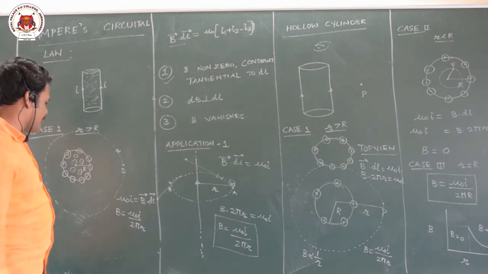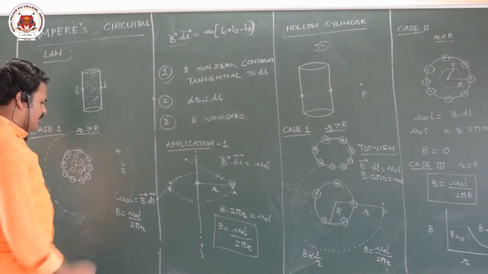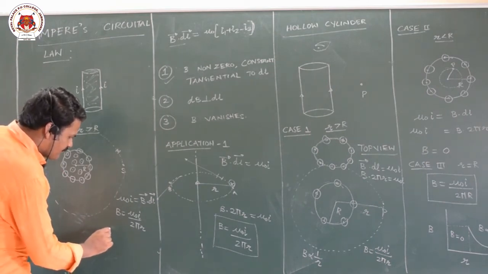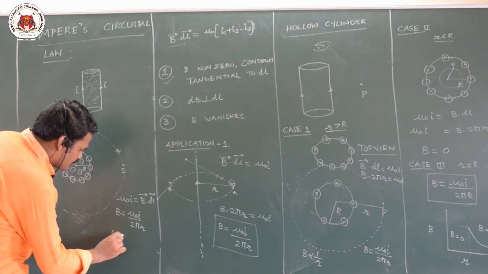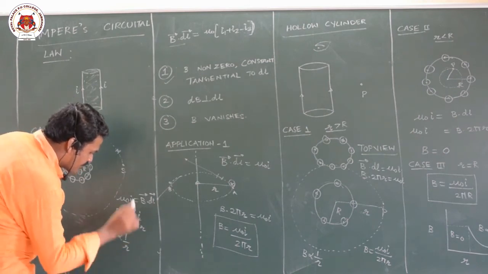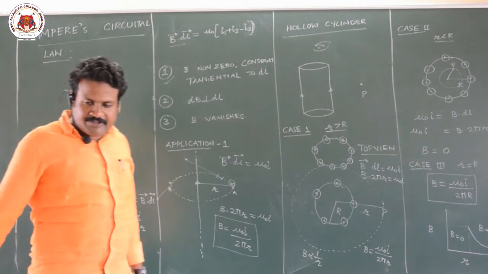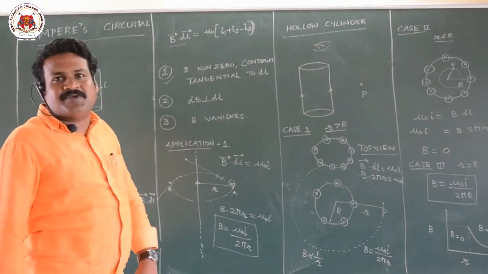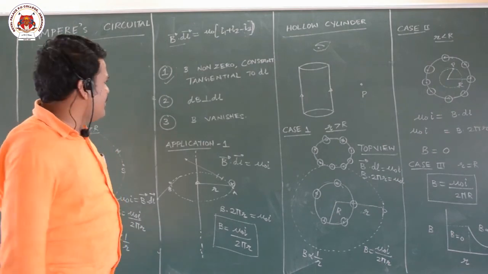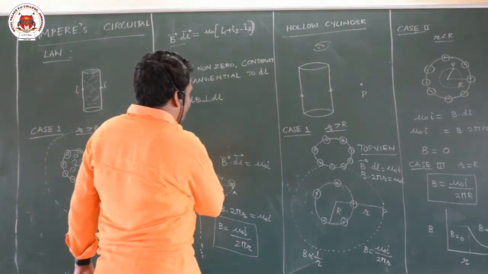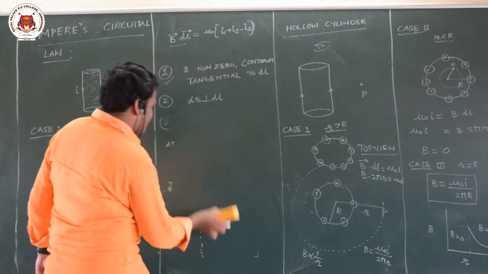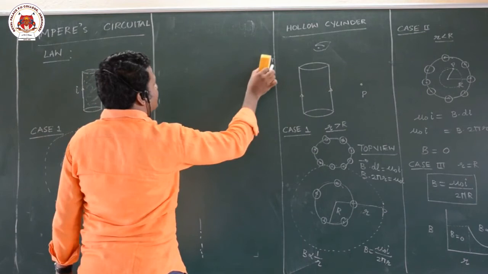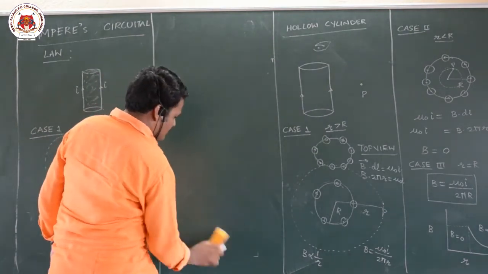So when small r is greater than capital R, B is proportional to 1 by r. Now let us go inside and see what happens. In the previous case, when I went inside, there was no magnetic field. Let us see what happens when we enter inside. Here the case is different. Here we will have current because some matter is present there. In the previous case, there was no current.